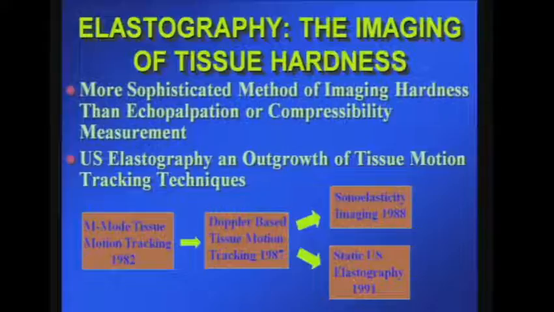So imaging of tissue hardness using the technique of elastography grew in steps. You can see it started with M-mode tissue motion tracking in the 1980s, which gradually evolved into Doppler-based tissue motion tracking in 1987, which ended up growing into a technique known as sonoelasticity imaging, which was first reported in 1988 from the University of Rochester. Static ultrasound elastography was the first widely used method for stiffness imaging, and that was developed and presented starting in 1991 from the University of Texas.